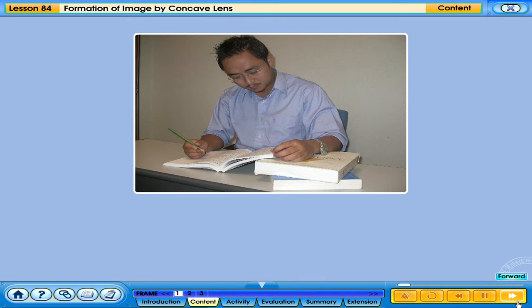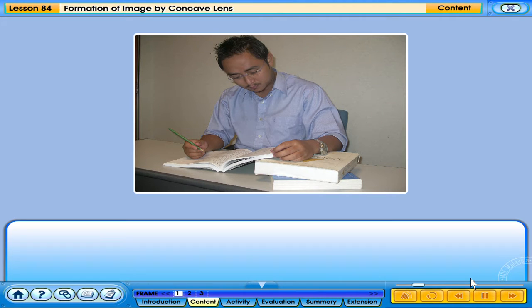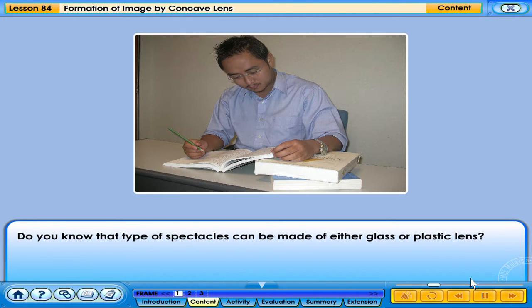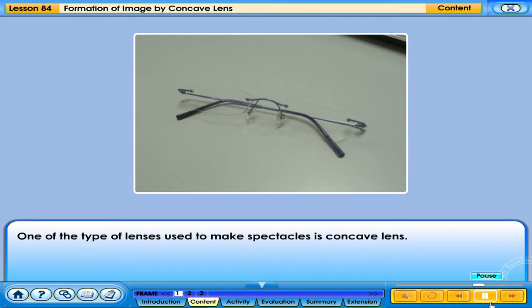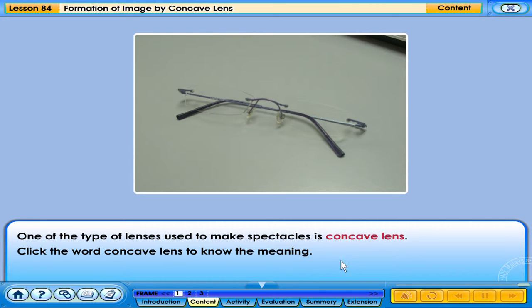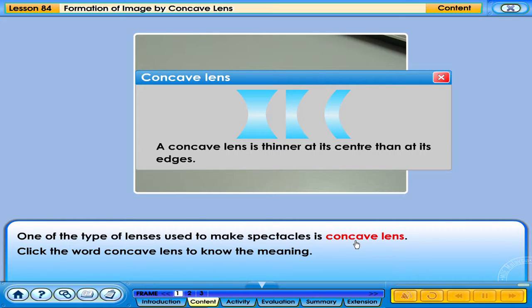The picture shows a student wearing a pair of spectacles reading a book. Do you know that this type of spectacles can be made of either glass or plastic lens? One of the types of lenses used to make spectacles is concave lens. Click the word concave lens to know the meaning. A concave lens is thinner at its center than at its edges.